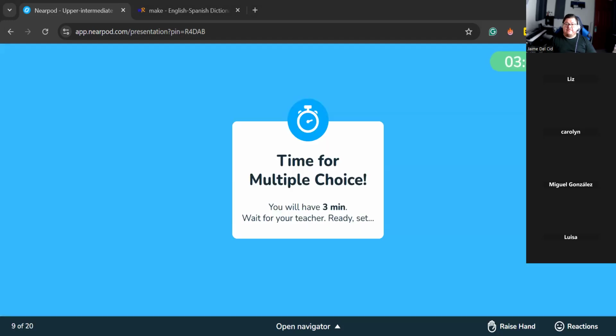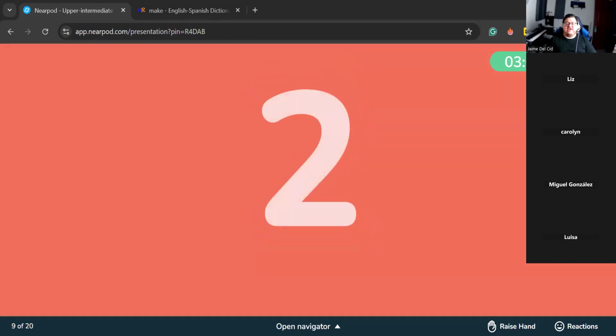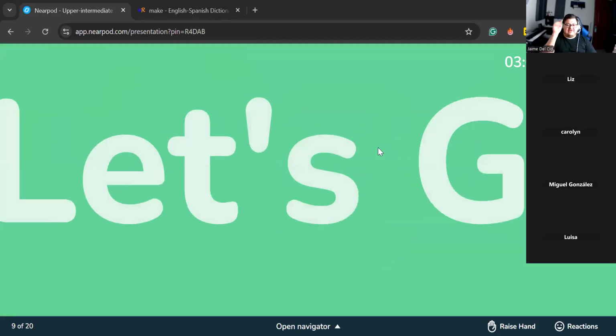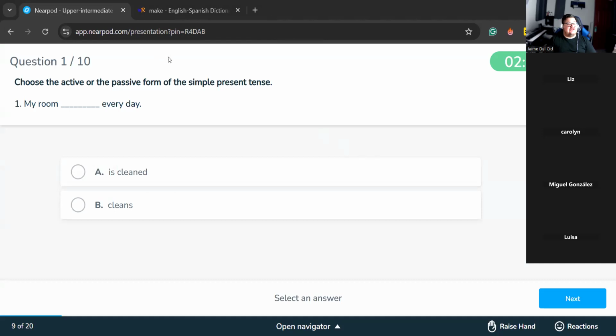Okay. In this case, there are 10 sentences, and you will receive the instructions. You have 3 minutes to complete or select the ones for the 10 sentences. Okay. Choose active or the passive form of the simple present tense. So you see both, and you select the one that is good for that sentence.